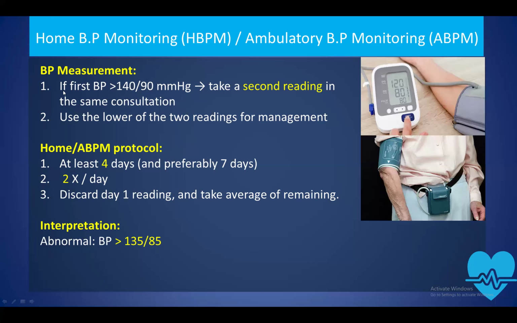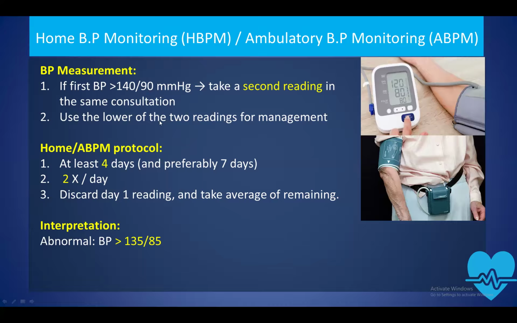According to NICE guidelines, if the first blood pressure reading is above 140/90, take a second reading in the same consultation. So, in the exam, if you are asked a patient's blood pressure is more than 140/90 for the first time, what is the next step in management? So the next step in management is not home BP monitoring or ambulatory BP monitoring or starting an antihypertensive drug. The next step in management will be to take a second reading in the same consultation.